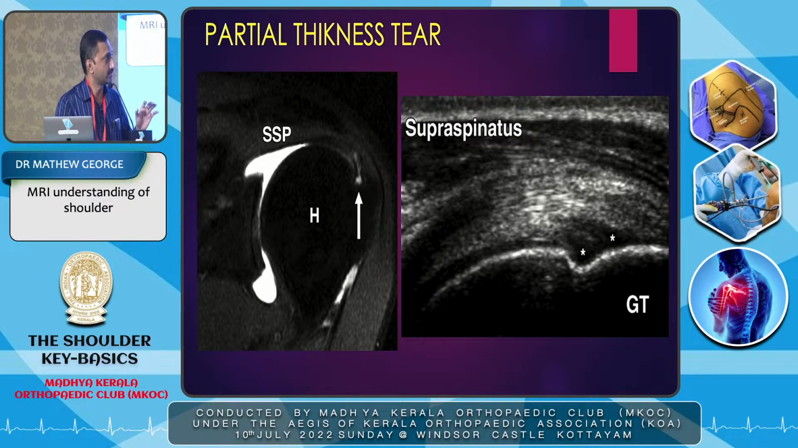Now this image is an ultrasound image. Even though it's an MRI talk, I'm just talking about ultrasound. I'll tell you more about that. The same tear can actually be identified on the ultrasound. That's the greater tubercle. That's the articular surface. The black hypoechoic area is the tear which is not extending all the way up to the bursal surface. So it's a partial articular surface tear.